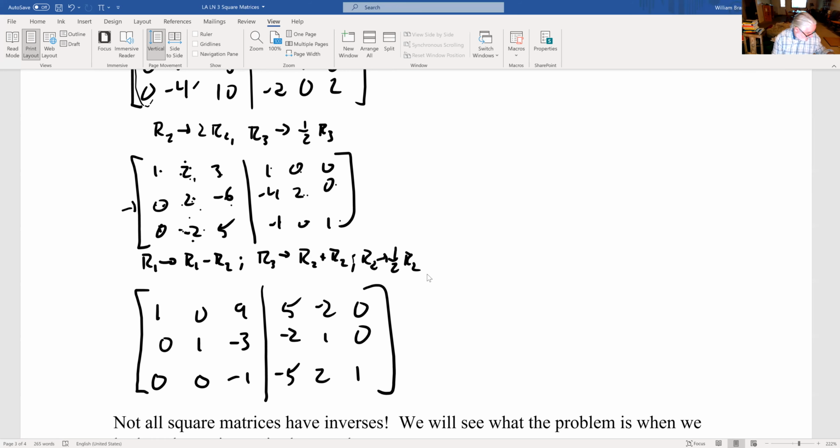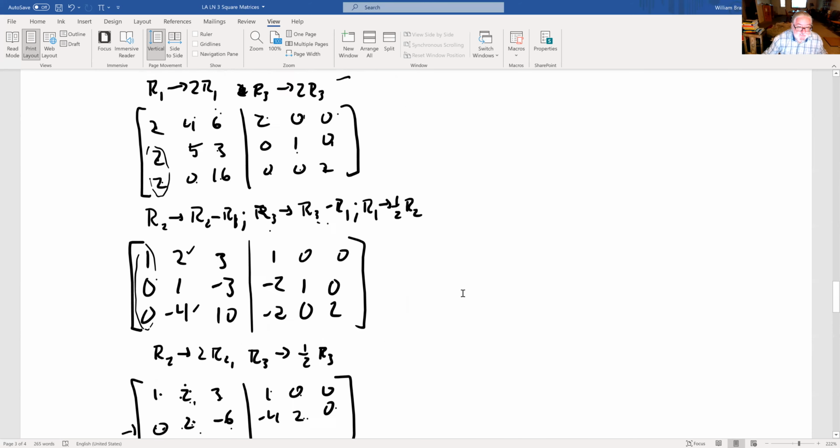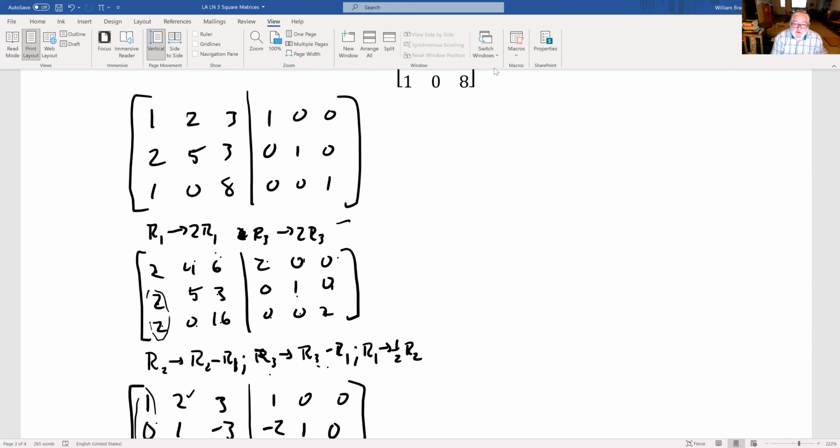Let's go check my numbers. Yep. So notice that we've got 2 columns looking like the identity matrix here, and we just have 1 more column to go. So what I'm going to do is I want to get rid of this 9 and this minus 3. So I'm going to multiply the middle row by 3 and the bottom row by 9. So row 2 becomes 3 times row 2, and row 3 becomes 9 times row 3. And what does that give us?